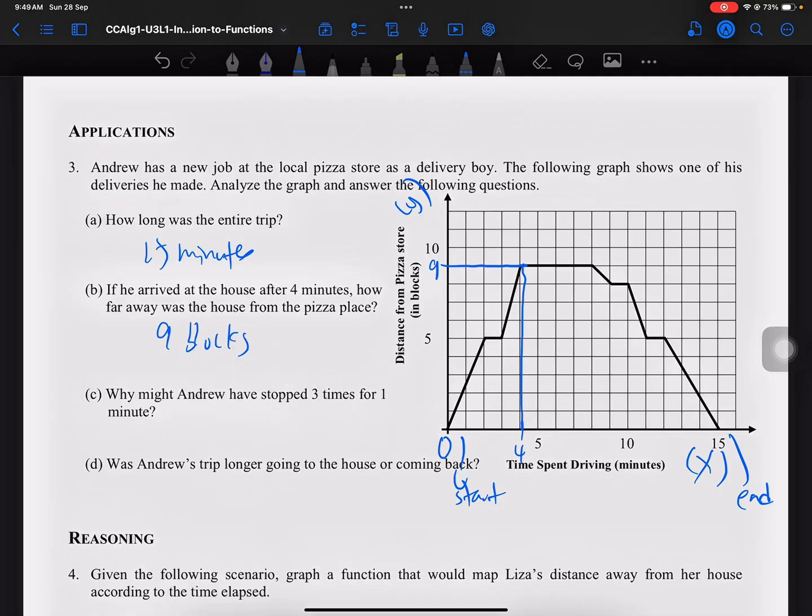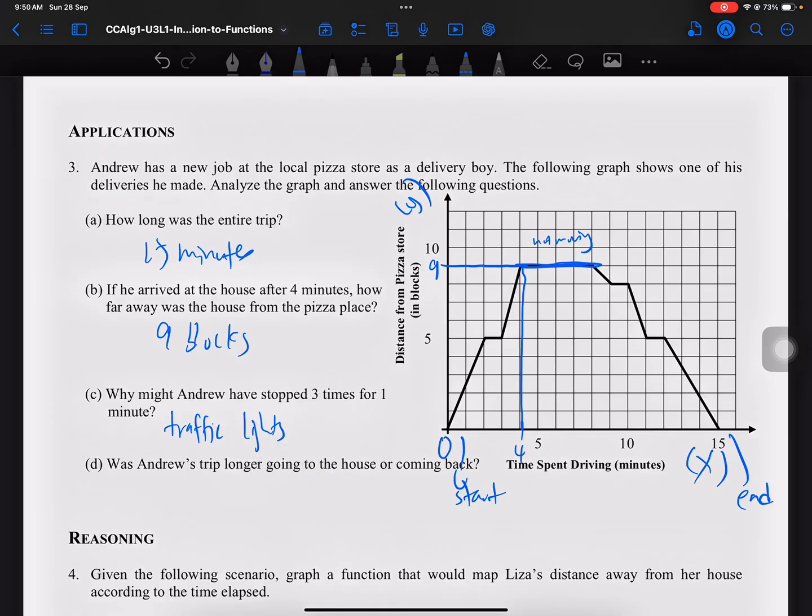See why Andrew stopped 3 minutes. Flat line means the distance doesn't change. Andrew was not moving. So flat line like this, not moving. Why will he stop? Maybe traffic light or stop signs. So you can say traffic light. He had to stop at traffic light.